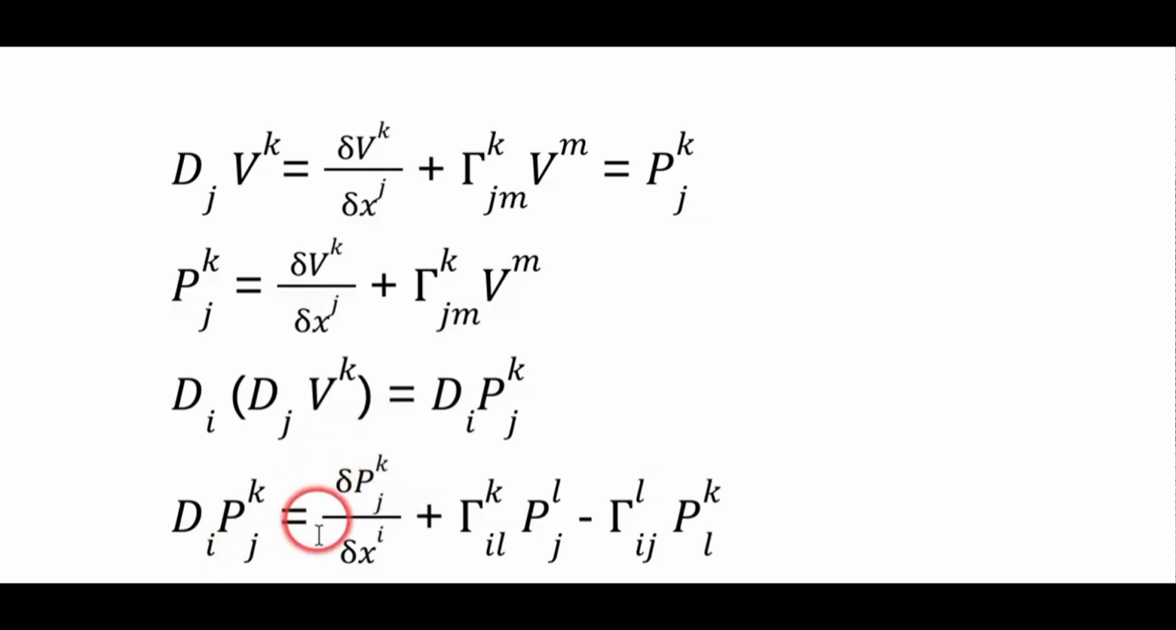So we have the directional derivative of it, but now we need to have two connections because we have two different types of indices. The first one being positive and the second one being negative. So this is for the contravariant connection and this is for the covariant connection.